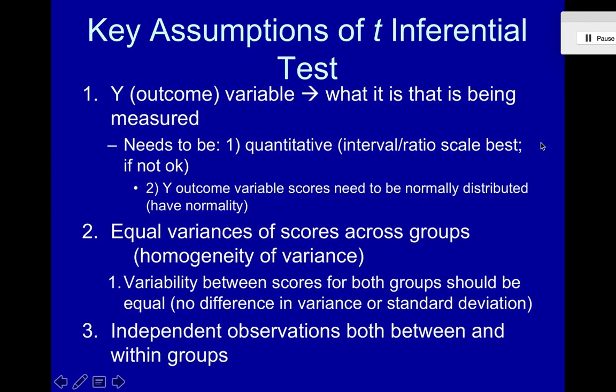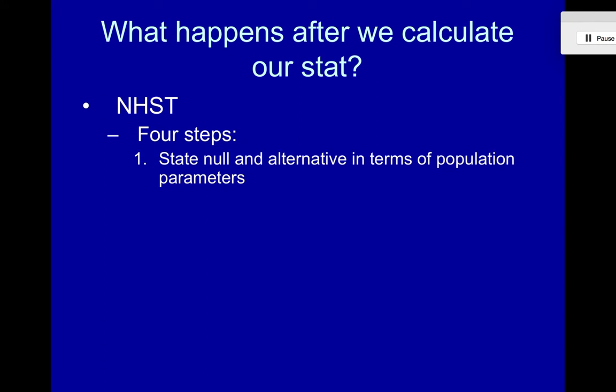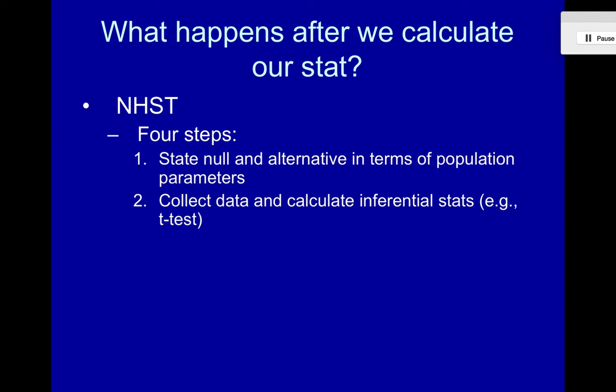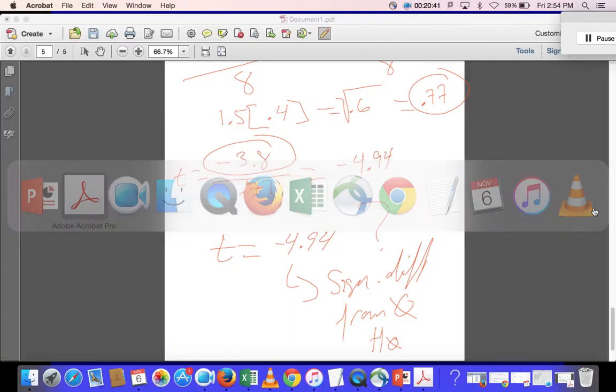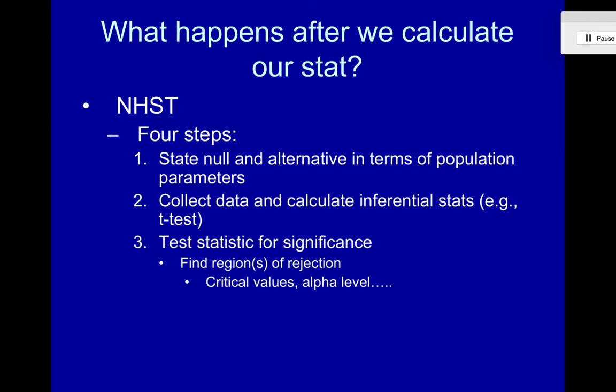So again, we have to now revisit this idea of null hypothesis significance testing in our 4 steps. Step number 1, again, state the null and alternative in terms of population parameters. Number 2, we're going to collect the data and calculate the inferential statistic. We've already done that, right? We've already gone ahead and done that here for ourselves. The next step now is to test our statistic for significance.